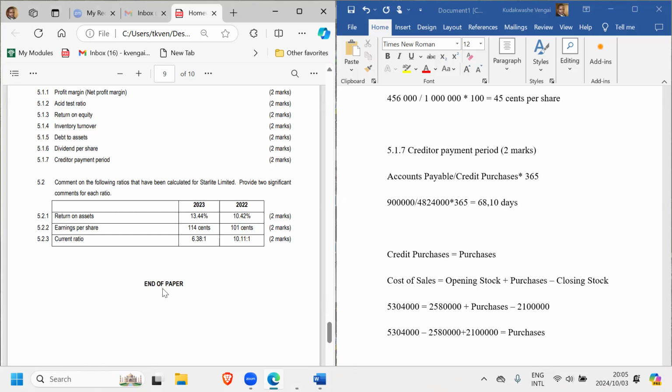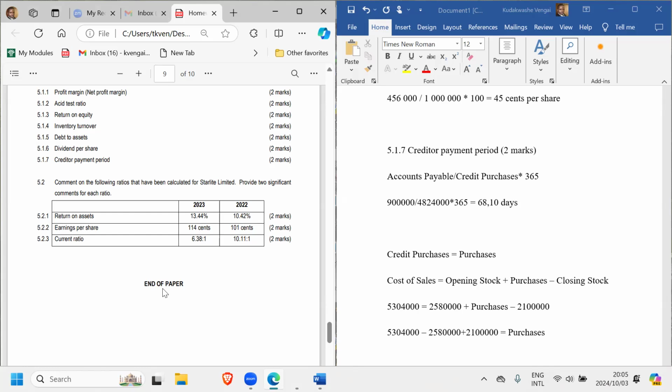Earnings per share, we say this is a shareholder ratio. And we say that the higher the earnings per share is, the better the organization. Earnings per share just shows you the profit made for each share in the organization. So they made a profit of 101 cents per share, and then it increased to 114, which is good for the organization. So again, you comment, there's been an increase in the ratio, which means that the company made more profit for each shareholder in the business.